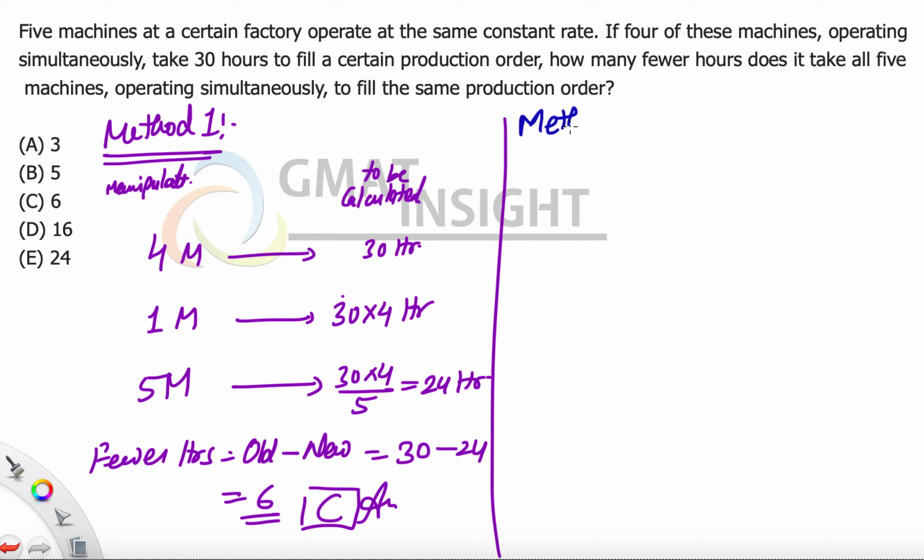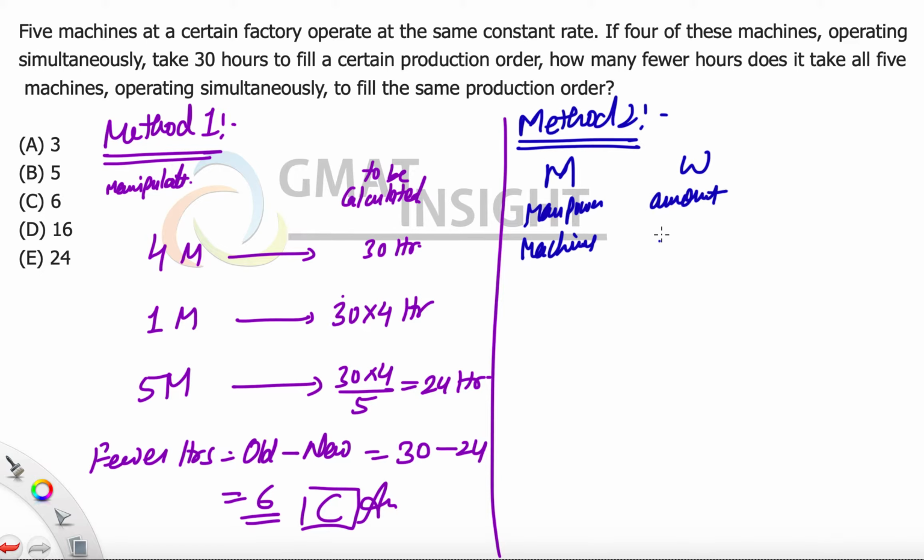Method 2 is about developing an understanding. I have developed it many times in many questions. So once again, let me explain. We often deal with these 3 variables. One is M, which is manpower or machine power. That means the number of men or the number of machines needed to finish the work. W is the amount of work that needs to be done. And then the last thing is T, that is the time to finish the work.